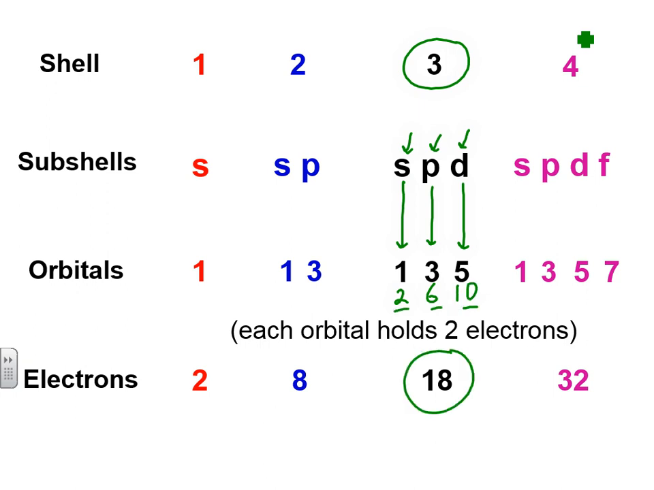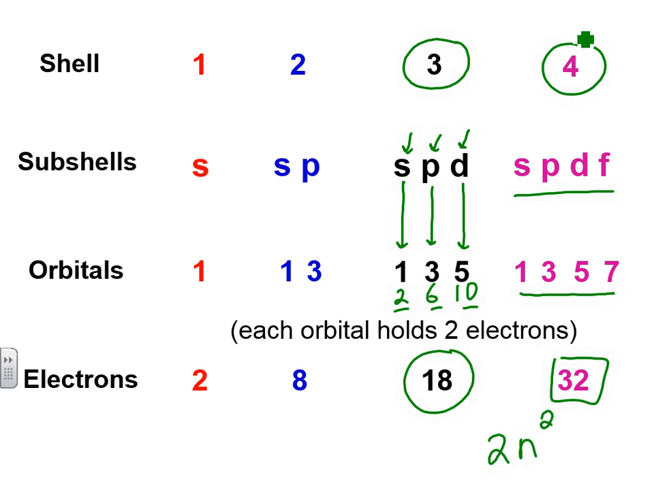For example, the 4th energy level having 4 subshells with these numbers of orbitals for a total of 34 electrons. Remember, initially we gave you the number of electrons as 2n squared. So if you do 4 squared, it gives you 16, times 2 gives you 32. So this all lines up. That's all put together. This is a good summary.